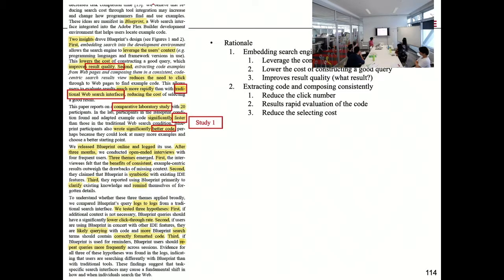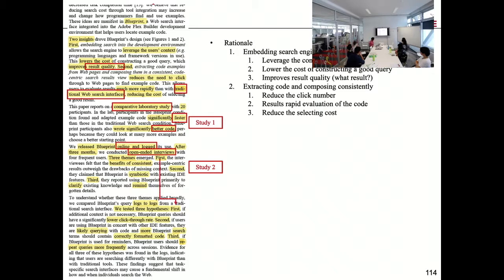And then in his paper, he says that he did a comparative laboratory study. That is study one. And the other one is we released the blueprint online and logged its use. After 3 months, he took the 3 months time, and this one is called study two. Okay, what he did was open-ended interview questions. So he had 2 studies.